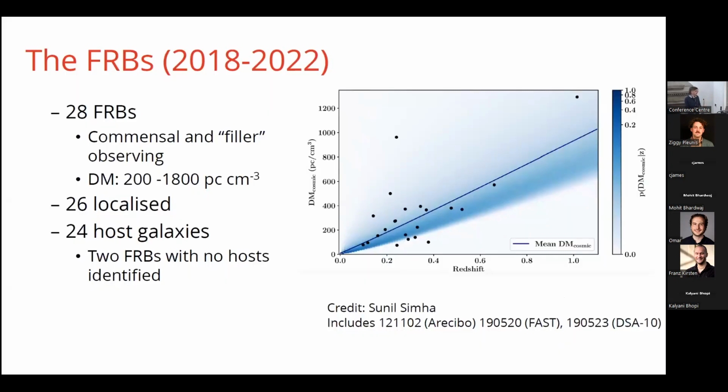So here are the FRBs. There are around 26 localized and 24 host galaxies, 2 with no host identified. This is actually a plot from Sunil showing the most recent Macquart relation using CRAFT FRBs and a handful of other ones localized by other instruments. The DMs are 200 to 1800, and the DM 1800 one is yet to have a host galaxy.